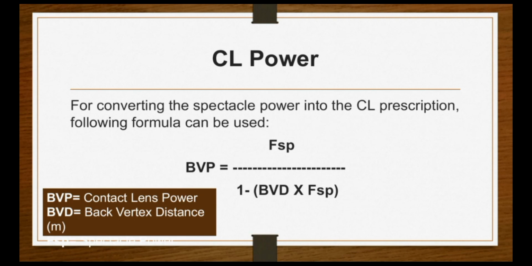So this is actually the back vertex distance compensation, because in glasses the back vertex distance is approximately 12 to 14 millimeters, but in contact lenses it is 0 millimeters, right? So you are compensating for that back vertex distance with the help of the spectacle power, and you are converting the spectacle prescription into the contact lens prescription. So with 1 minus the back vertex distance times the power of the spectacle, you can obtain the contact lens power.